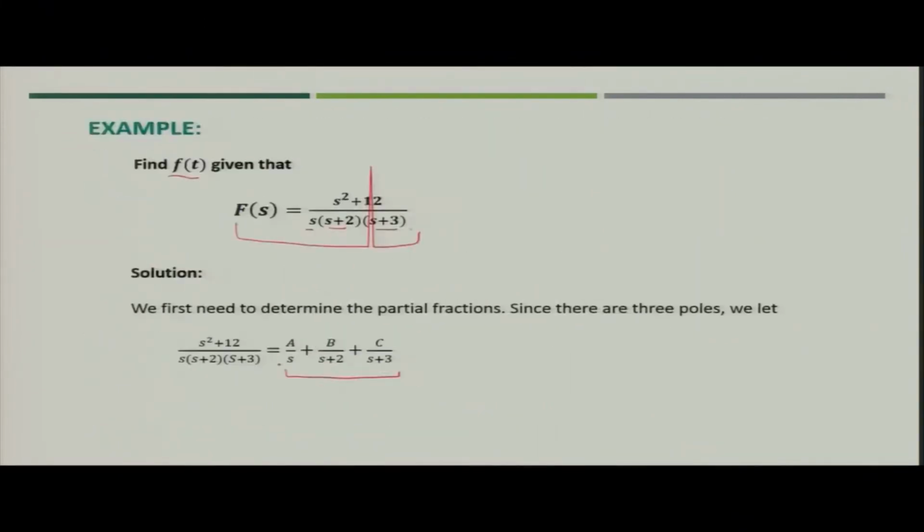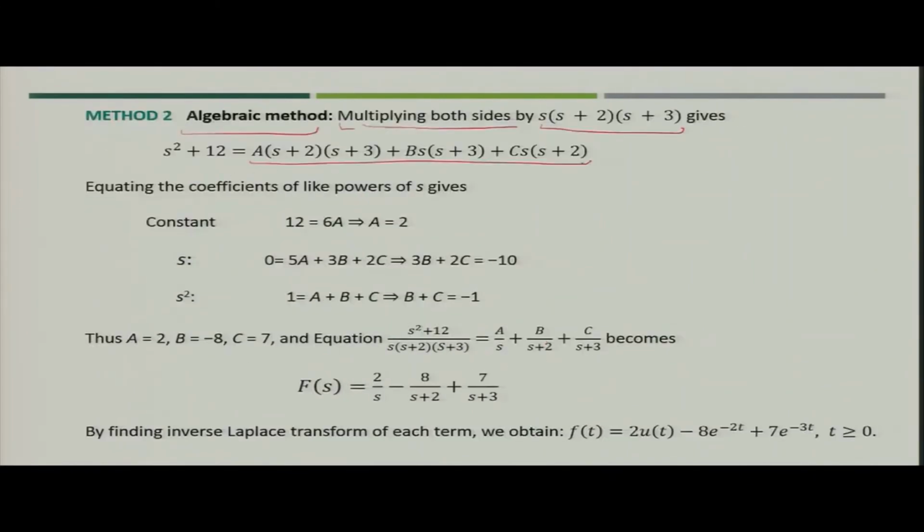So, if you multiply both sides by s into (s plus 2) into (s plus 3), the denominators will cancel out, and the numerator gives s square plus 12 is equal to A into (s plus 2) into (s plus 3) plus B into (s plus 3) plus C into (s plus 2). So, this is what we got from the multiplication. Now, what next you have to do? You have to just equate the coefficients of like powers of s.